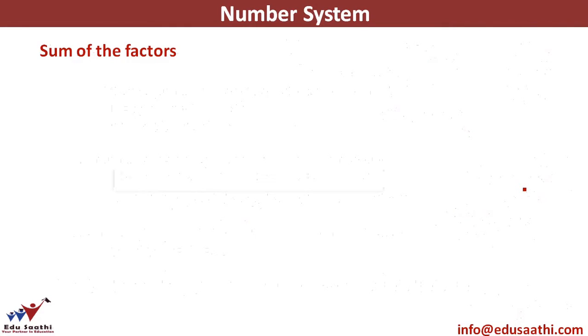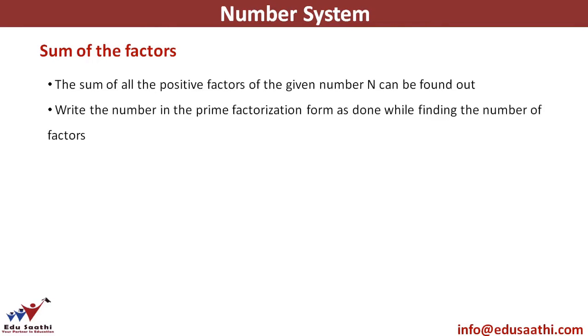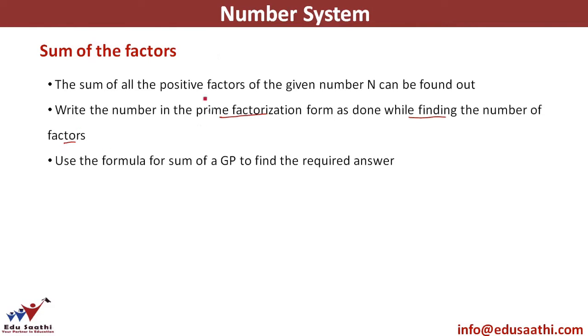But in case the number is big enough and there are too many factors, it's very difficult for you to actually find the factors and sum them up. So we follow the formula. The formula involves the same steps: write the number in the prime factorization form as done while finding the number of factors, and use the formula for the sum of a GP to find your required answer.